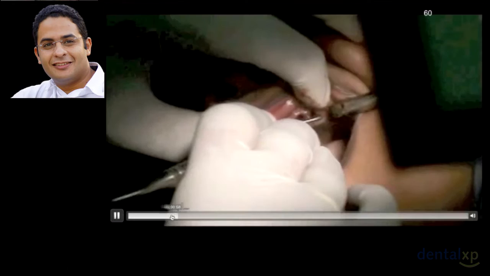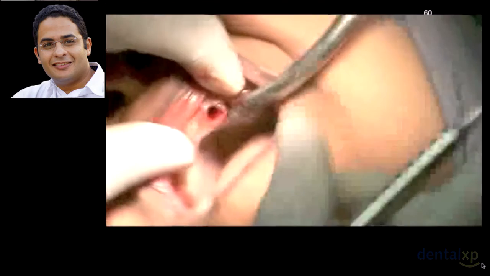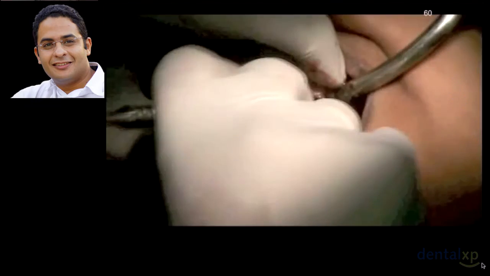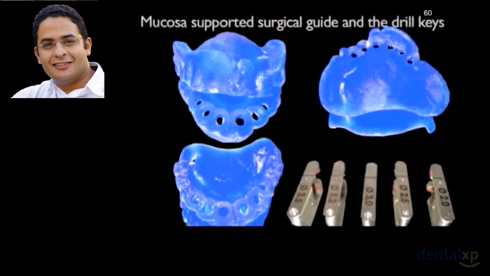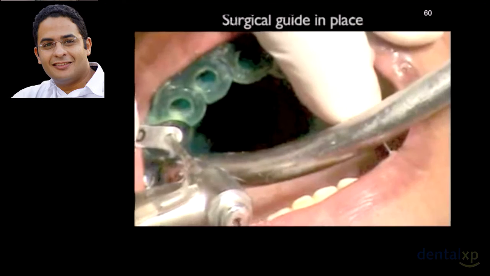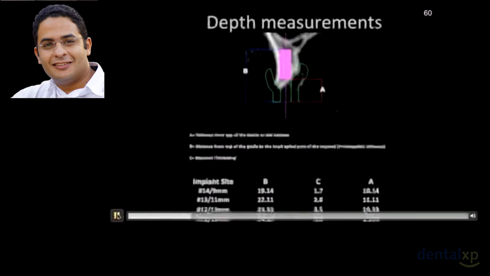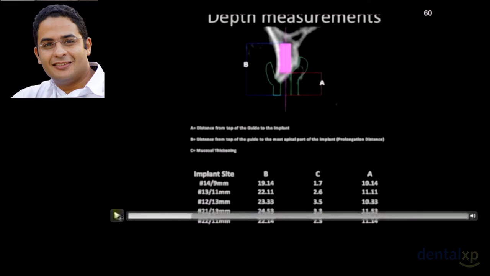Now we go to the computer-guided implant surgery part. We have the mucosal-supported surgical guide with the drill keys and the drill sequence that we're going to use, and a picture of the surgical guide in place, and the depth measurements of the implants in the bone.